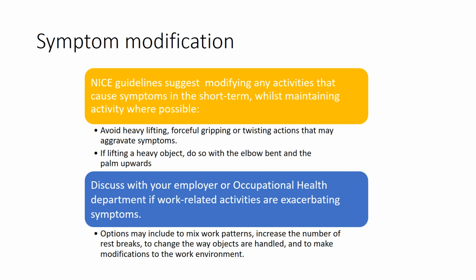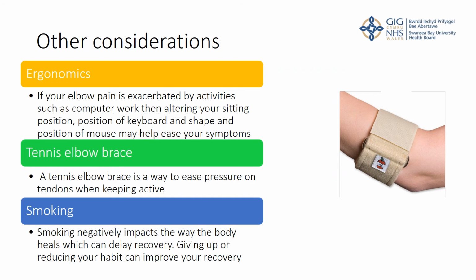If you feel that your symptoms are due to work, discuss with your employer or your occupational health department. Options may include mixed working patterns, increasing the number of rest breaks, changing the way objects are handled, for example, the shape of your mouse or keyboard, and to make other modifications to the work environment. Other considerations to take into account are ergonomics. If your elbow pain is exacerbated by activities such as computer work, then altering your sitting position and the position or shape of your keyboard or mouse may help to ease your symptoms.